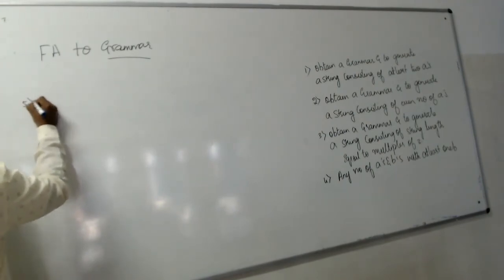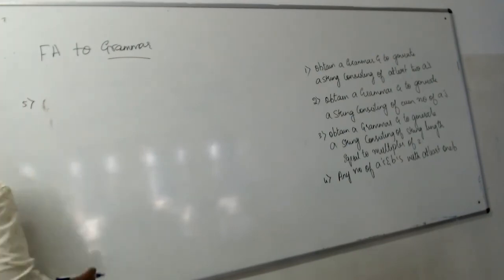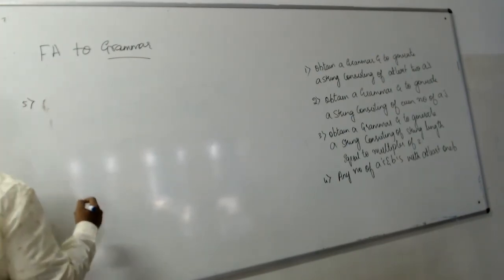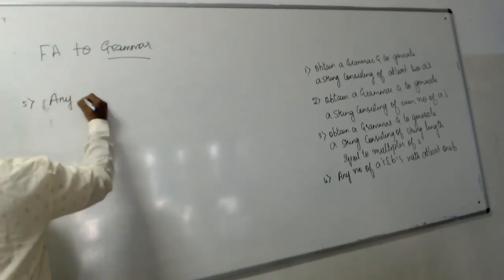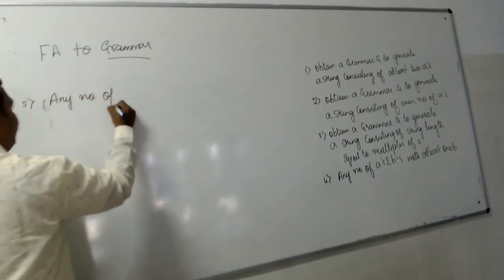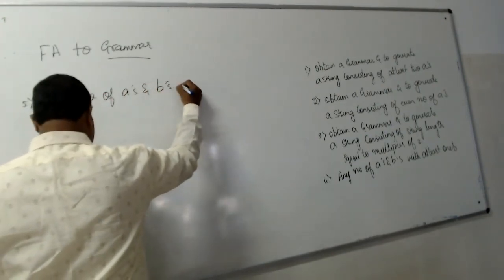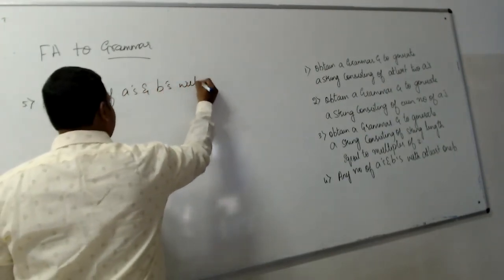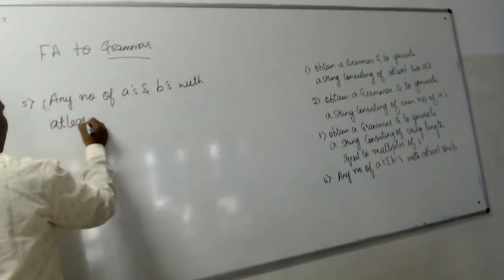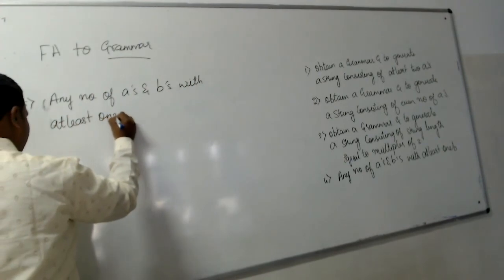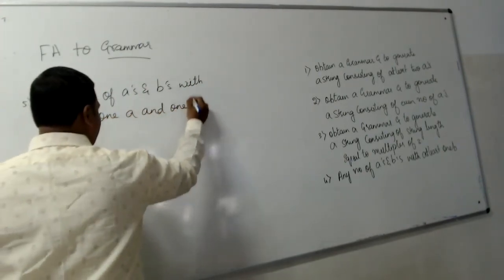Next is, obtain a grammar G to generate a string of any number of A's and B's. Any number of A's and B's with at least one A and one B.